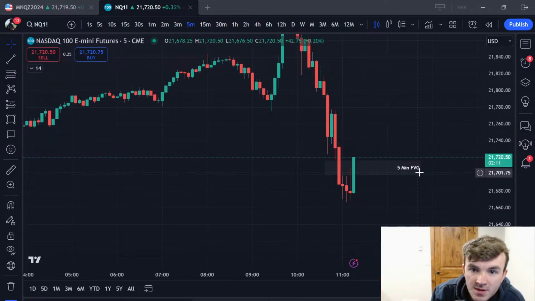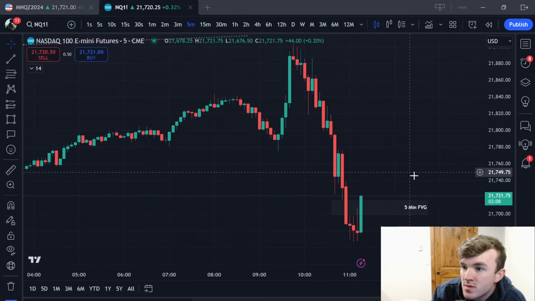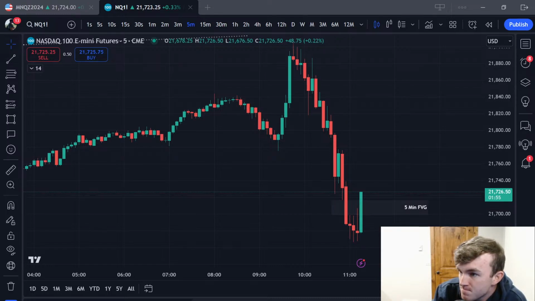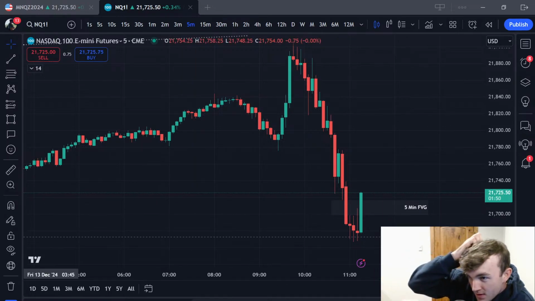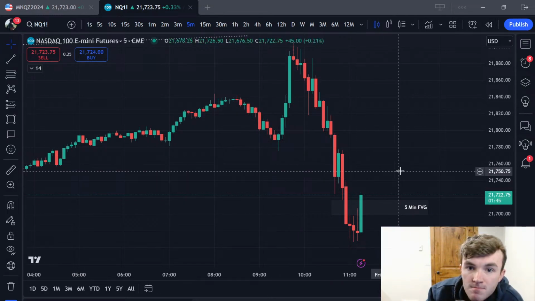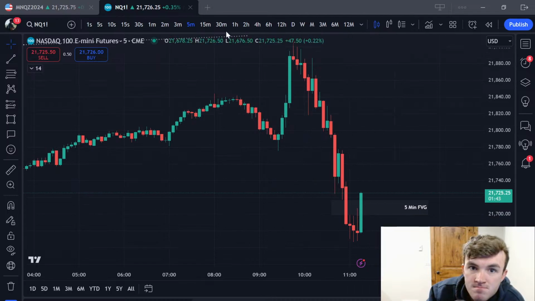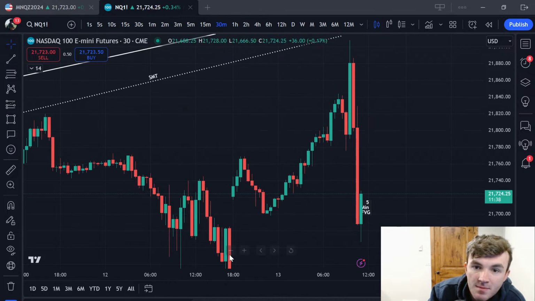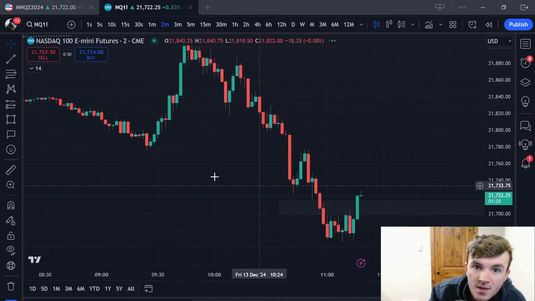Well, we might get this inversion to the upside after taking out London and Asia's lows. That's something to keep in mind. We acted off the midpoint of the new day opening gap. I'm thinking maybe we come retest the CISD here. That's maybe what the market's wanting to do right now. So we'll see.